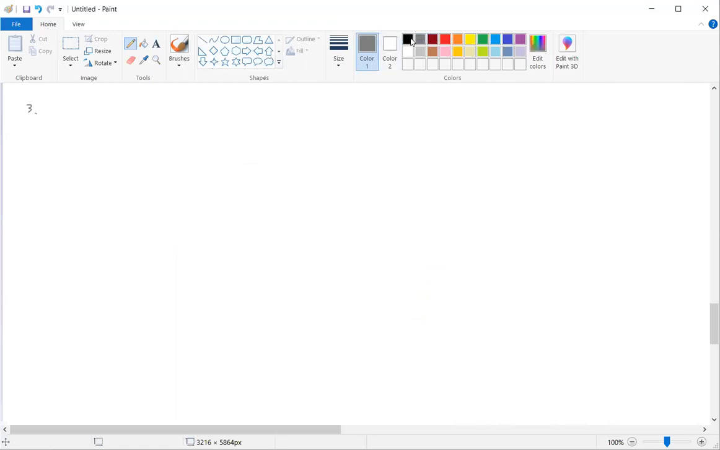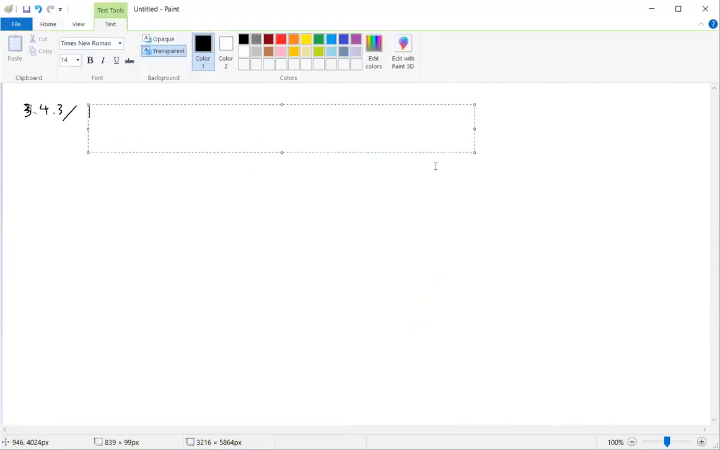3.4.3. The question is: the denominator of a fraction is 7 less than the common denominator. Okay, actually maybe I should just open it on this computer so I can just copy and paste. But I will type it now.